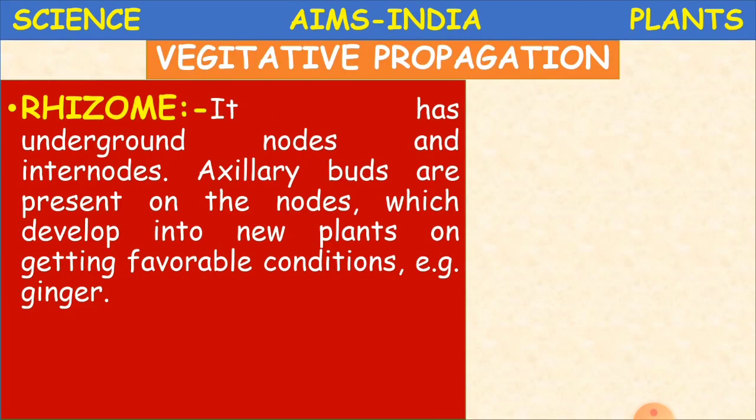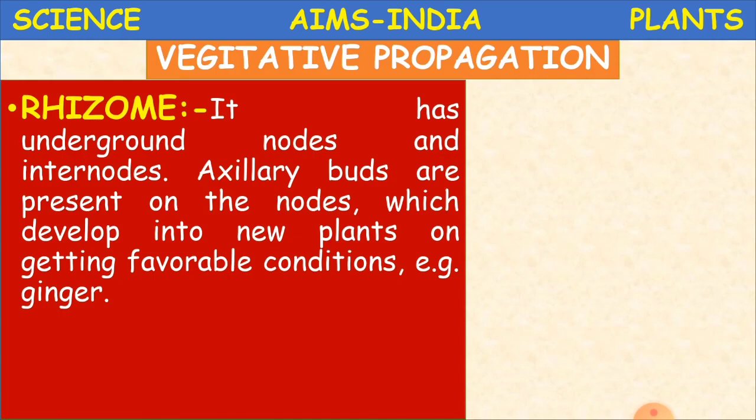Vegetative propagation. So it has underground nodes and internodes, and axillary buds are present on the nodes which develop into new plants on getting favorable conditions. For example, ginger. What is this? Rhizome. Rhizome sends out roots and shoots from its nodes. Okay, like we have ginger.